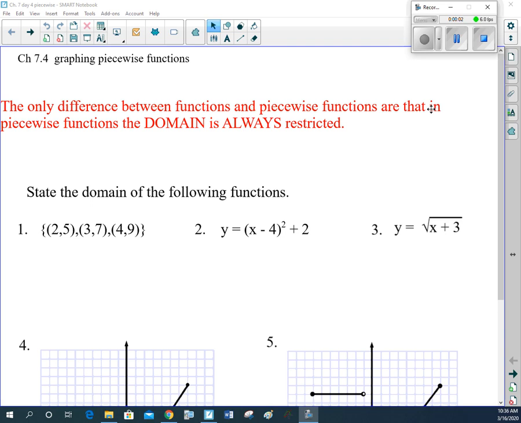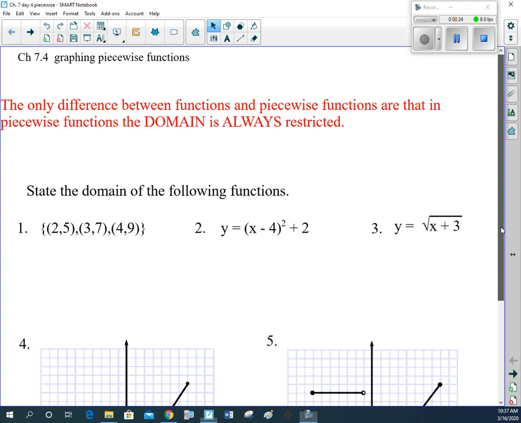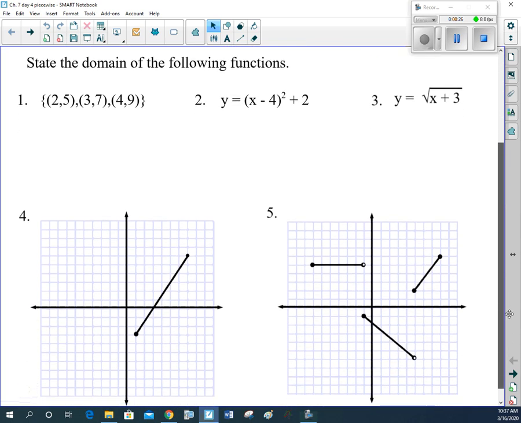Okay, this section is about graphing piecewise functions, and basically it's just a review of graphing. The only difference is that a piecewise function restricts the domain of your graphs. So basically it takes a bunch of graphs and creates one new graph by using pieces of the original. So let's practice a little bit of the domain first. We're going to go through the domain of these first 5 questions.